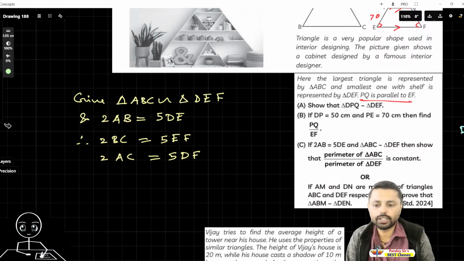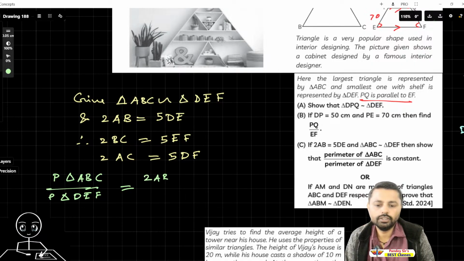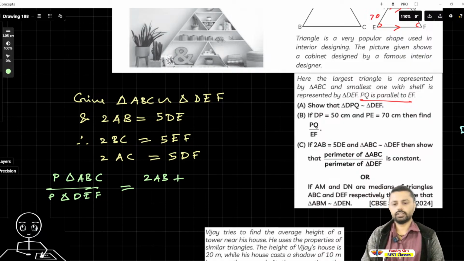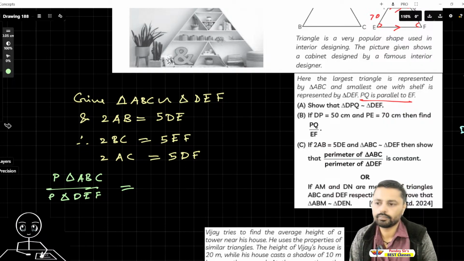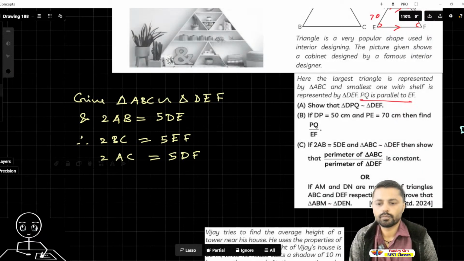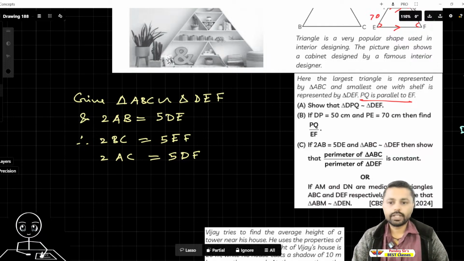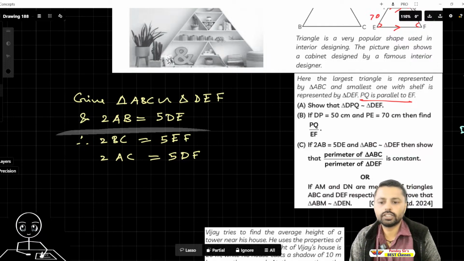Now let's find their perimeter. So perimeter of triangle ABC by perimeter of triangle DEF equal to 2AB plus, just a minute, why will I do 2AB? No, no. We can do one more better way. So this is useful, but we don't need it currently. We'll use it later.